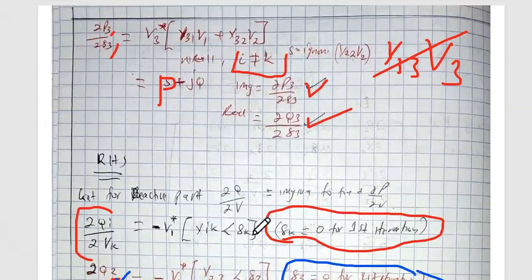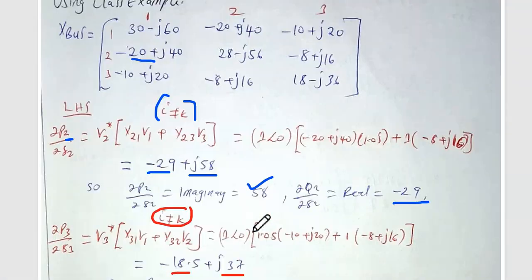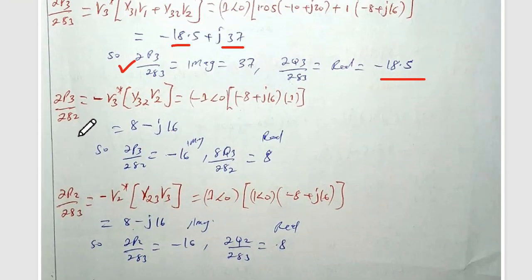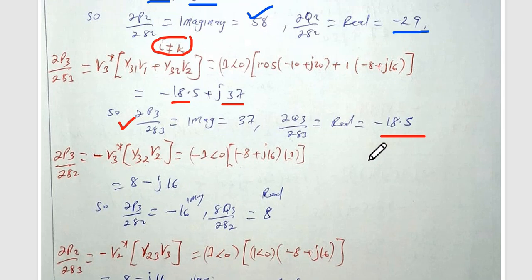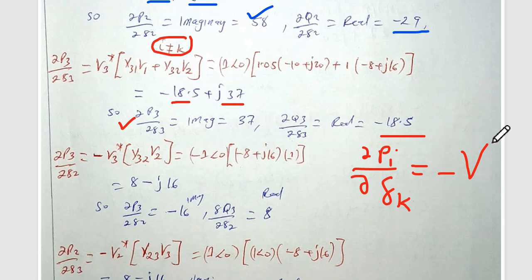Again, now you want to get partial P3, partial del 2. So these ones are negative. The ones that have partial Pi over partial del k start with a negative sign before you get that conjugate of Vi.